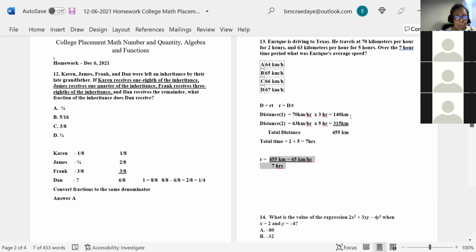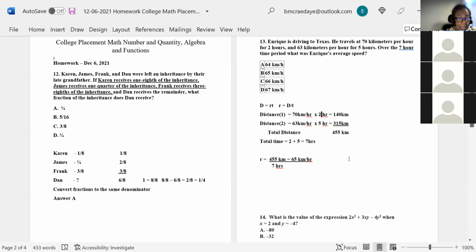It is 2. You got 3, but it's 2. That's right. 2 times 70 is 140, plus 63 is 315. You didn't have to do it like this. I just did it for simplification, for somebody who may not be able to do the mental maths.